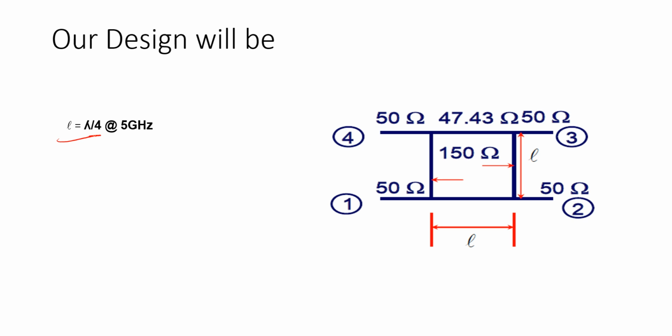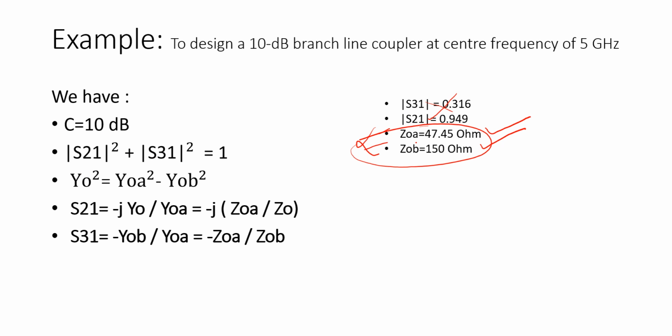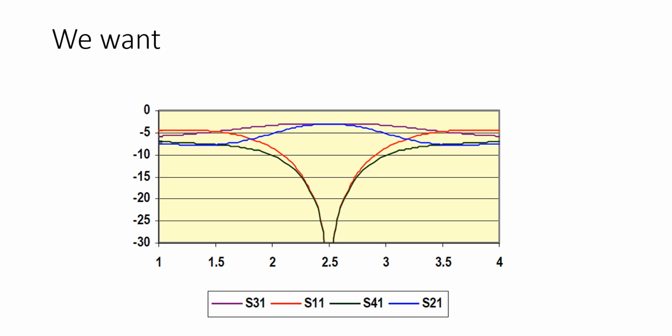And L also. L is lambda by 4, which means E equals 90 degrees. I derived this in my last lecture, so if you haven't seen it, go to that lecture and you can find it. So we have three things: we want E and these two impedances, and we are good to go with our Serenade design. This is what we want to get after the Serenade simulation is over.